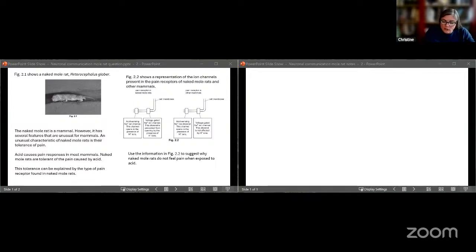When you look at this question, it gives you a lot of information. They're telling you about this naked mole rat, that it's a mammal. When I answer this question, I would always highlight the key parts. They've told me it's a mammal, and that there are several features unusual for mammals. An unusual characteristic is their tolerance of pain. Acid will cause pain responses in most mammals. However, naked mole rats are tolerant of the pain caused by the acid.